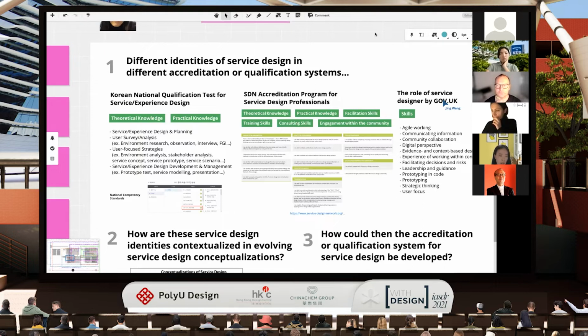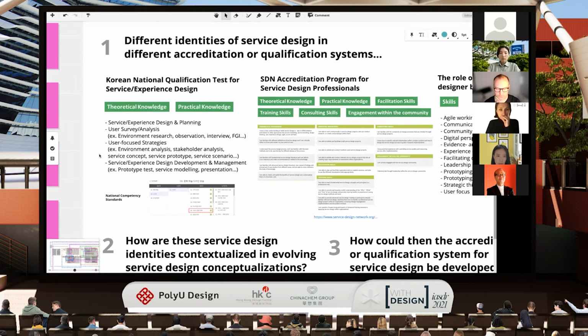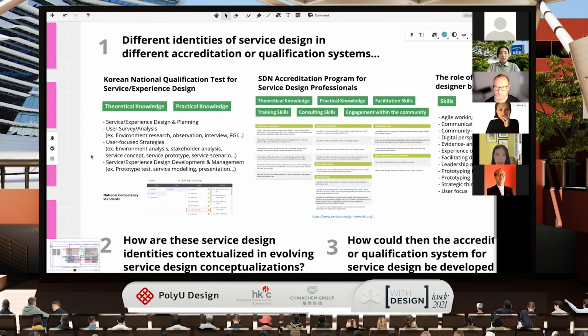And this knowledge covers 4 main topics, which are service experience design and planning, user survey and analysis, user-focused strategies, and service experience design development and management. So here, as you can see, this service design perception through this qualification test is more related to designing service concept and service experience, and some technical aspects of conducting service design.